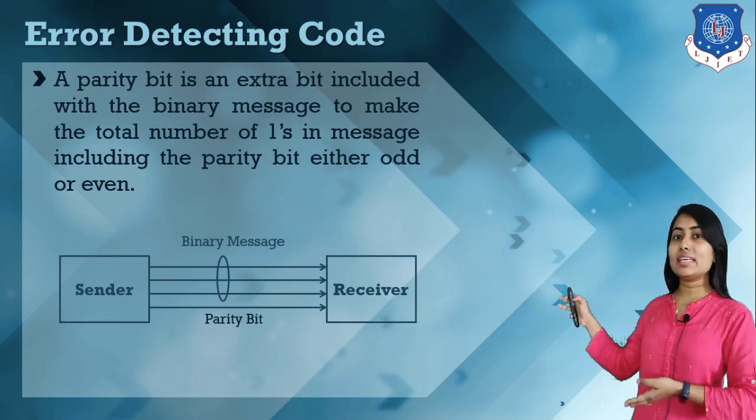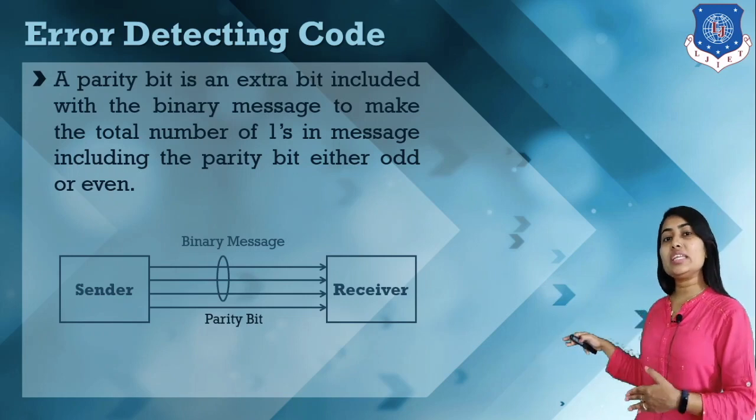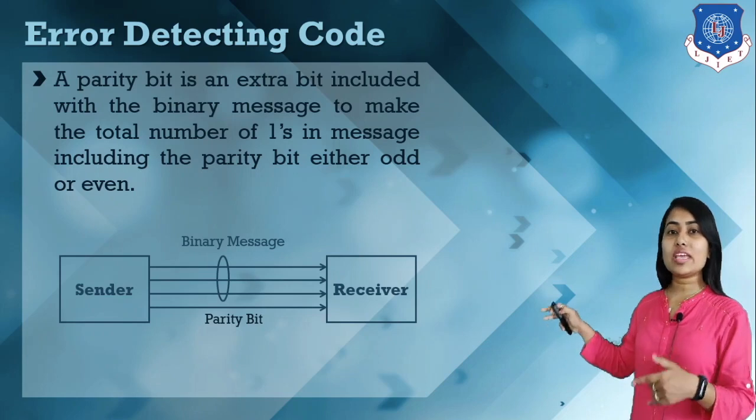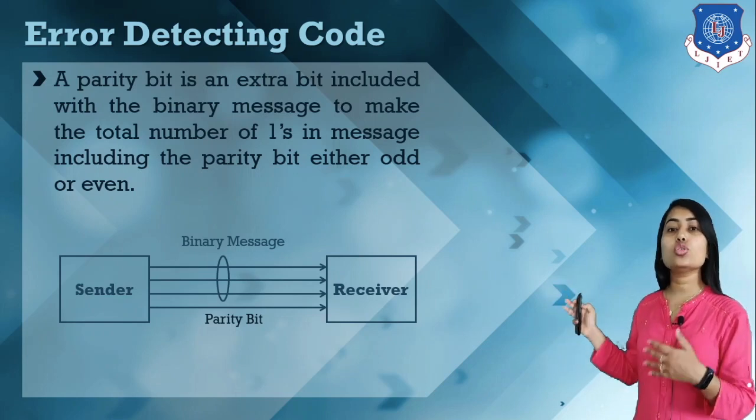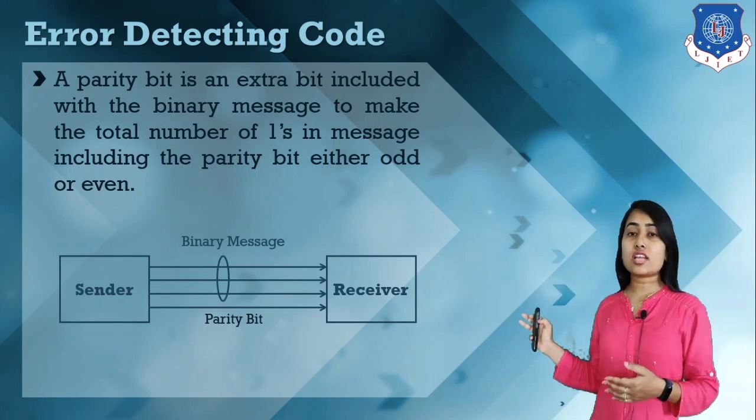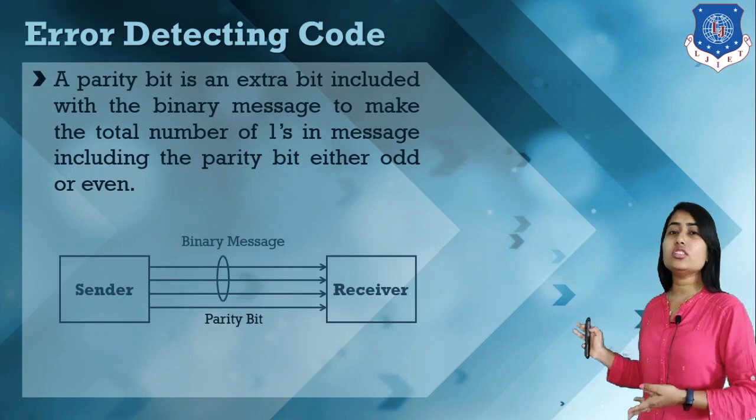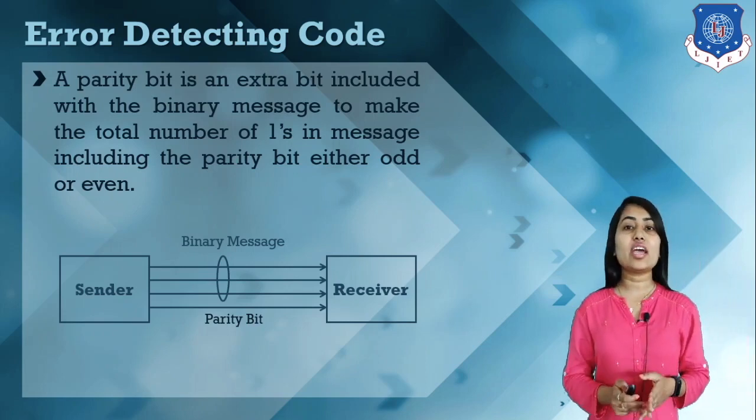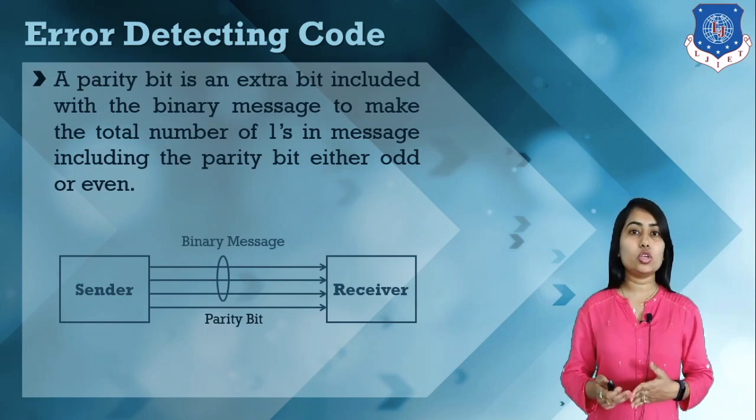Here we have a binary message, and with the binary message this one additional bit is transmitted for error detection purpose. So here we have one parity bit and here we have the binary message. This information is transmitted from one place to another, and after receiving, it may be possible that we detect an error with the use of this parity bit.